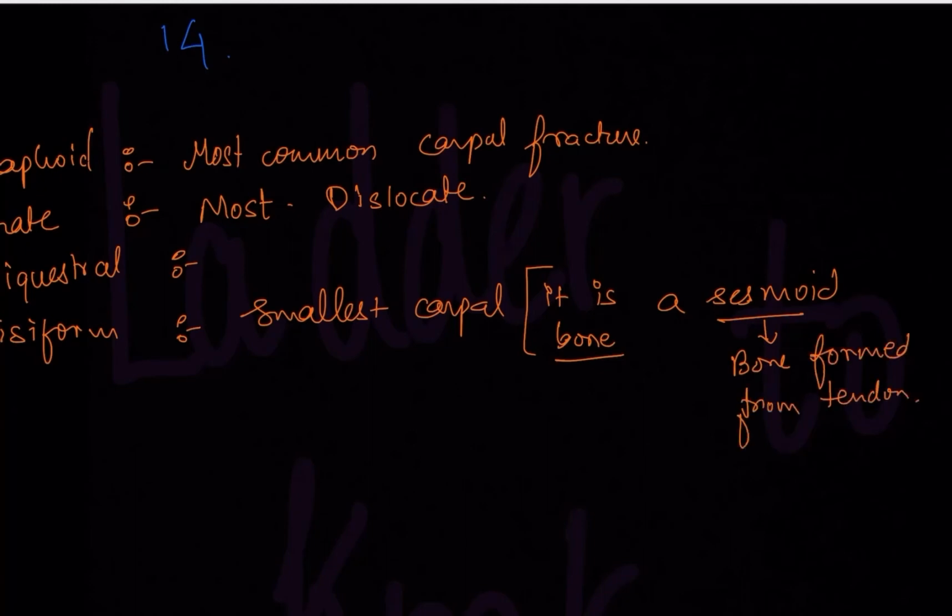Okay, right? So tendon is what? It is bone to muscle attachment, right? So bone formed from tendon. But which tendon? This sesamoid bone, this pisiform specifically, is formed by the tendon of flexor carpi.